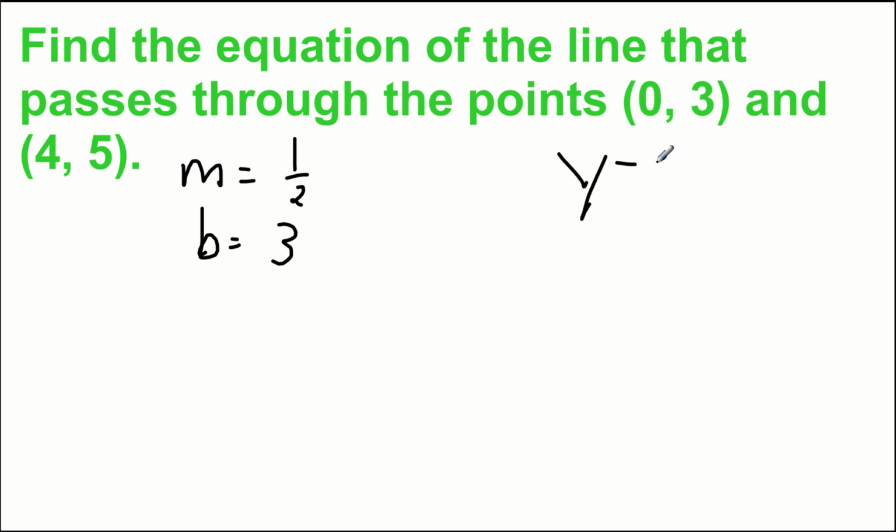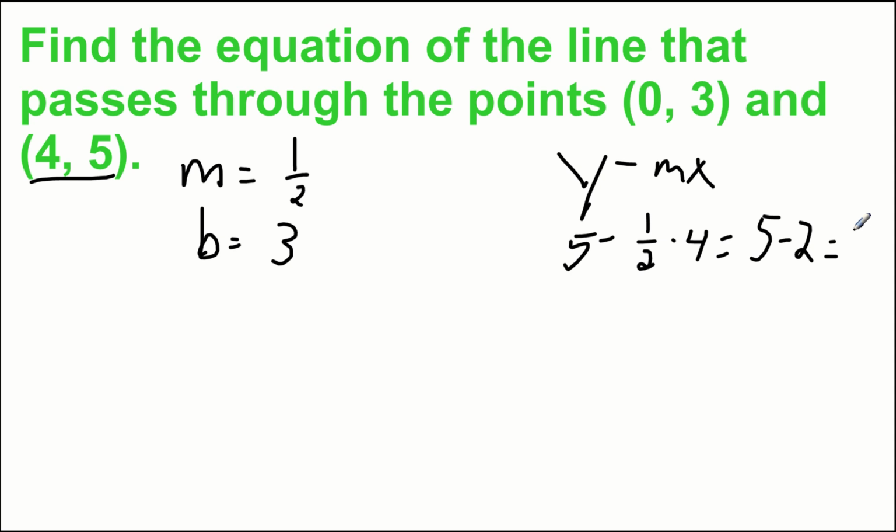We do y minus mx. I'll use this one here just to show first, but 5 minus 1/2 times 4. 1/2 of 4 is 2. So that's 5 minus 2, which equals 3. Y'all, 0 makes it easier though. We would have had 3 minus 1/2 times 0. Y'all, what's half times 0? 0. Anything times 0 is 0. That's why it makes it easier. 3 minus 0 then still gives you that 3.